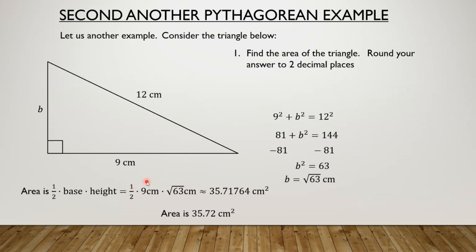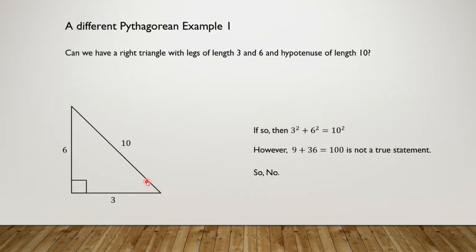Okay, awesome. Good question. Are there any other questions? Okay. So this one's a little bit weird. Well, not weird, I should say, but it's different. That's a better thing to say. So here what we're asking is, can you have a right triangle where the legs have lengths 3 and 6 and the hypotenuse of length 10? So we're asking, is there a right triangle where this is true?